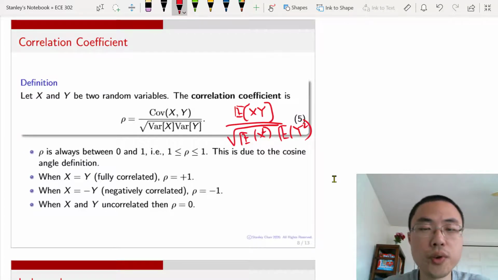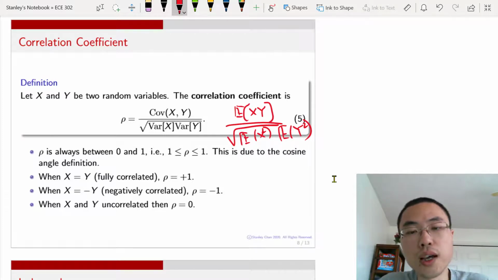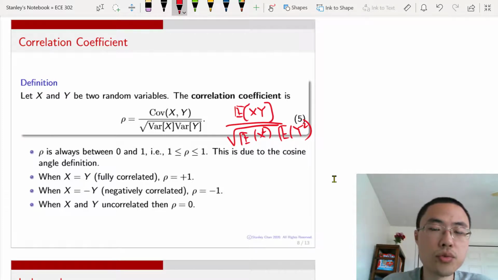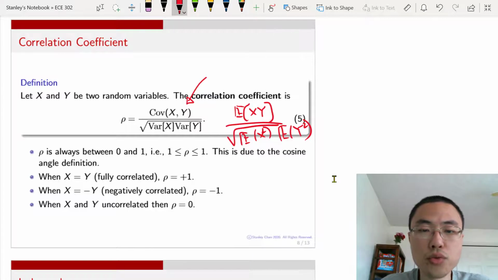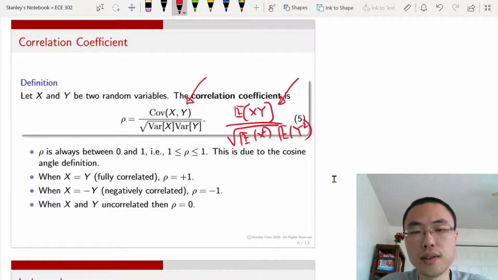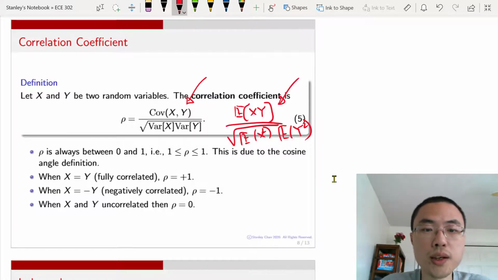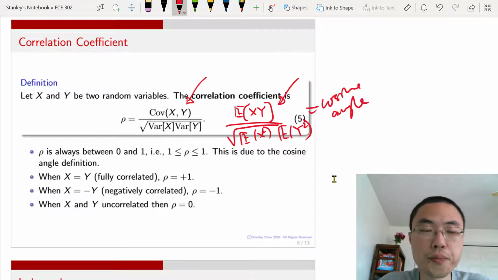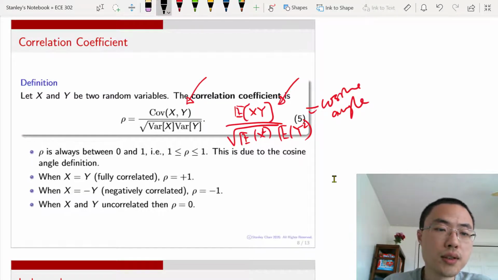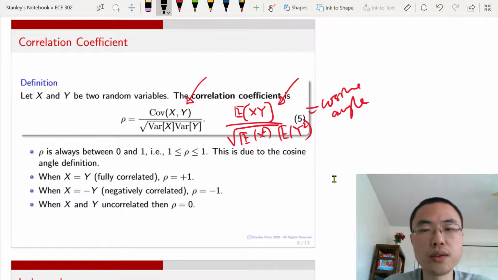Now if the random variables x and y do not have a mean of 0, then these two are of course not the same. You can see that this is like a centralized version, the central moment, while this one is just the ordinary moment. So this defines the cosine angle, and this defines the correlation coefficient. Both are useful. Now you can see that this rho has the same property as the cosine angle.